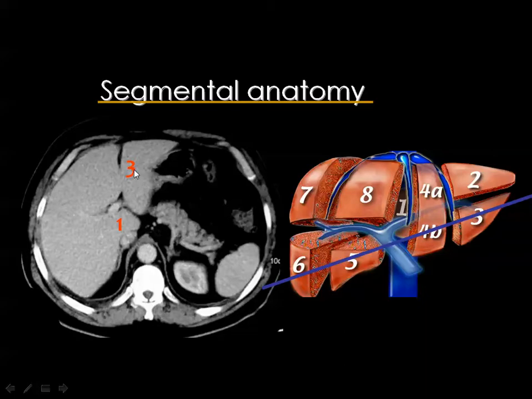Then look at the section. This is segment number 3, and this is number 4. This is the fissure for ligamentum teres, and this is segment number 5, and this is segment number 6.